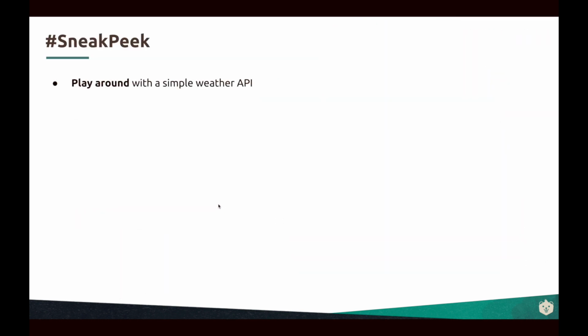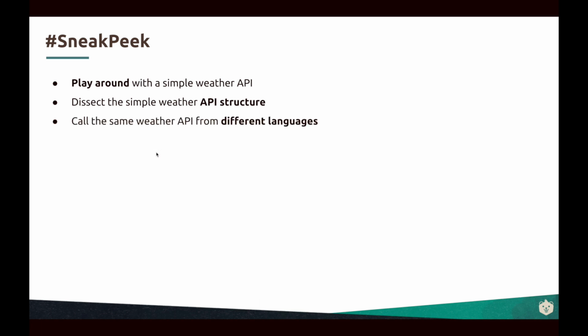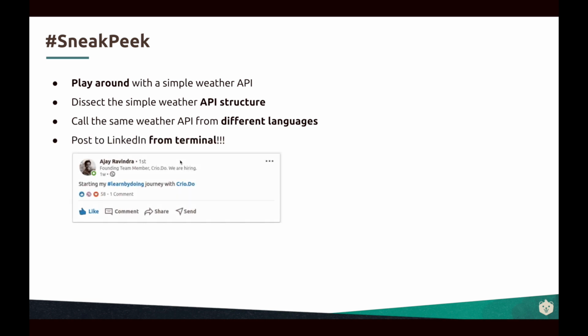When you do the REST byte, you would be playing around with a simple weather API. Then you will dissect this weather API and understand that it is no different from a regular HTTP request-response. And an API, as we started off with, is to help other programs call it, right? So you're going to use Python and Java code to call this weather API. And finally, you'll be able to post on LinkedIn right from your terminal.